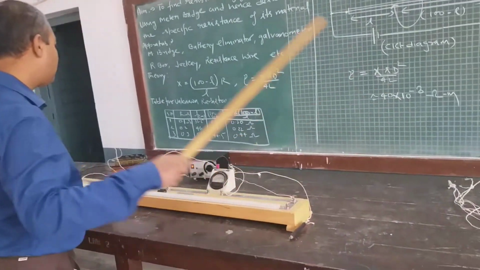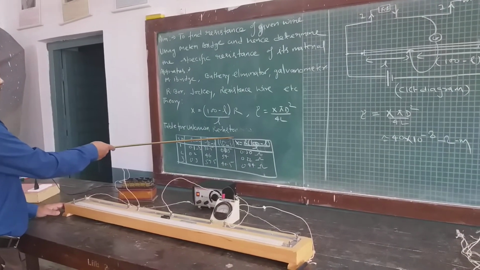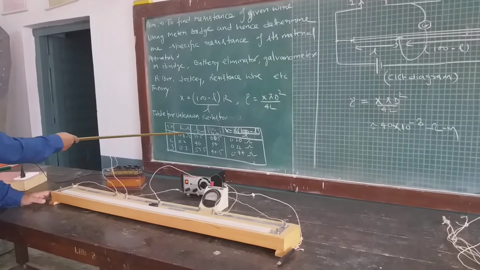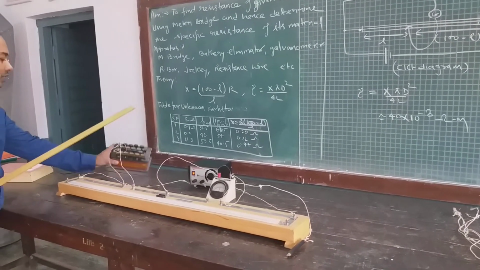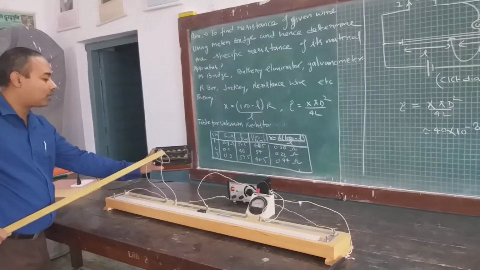So this is the observation table made up on the screen. Serial number. R stands for the resistance which we will pick from the resistance box.